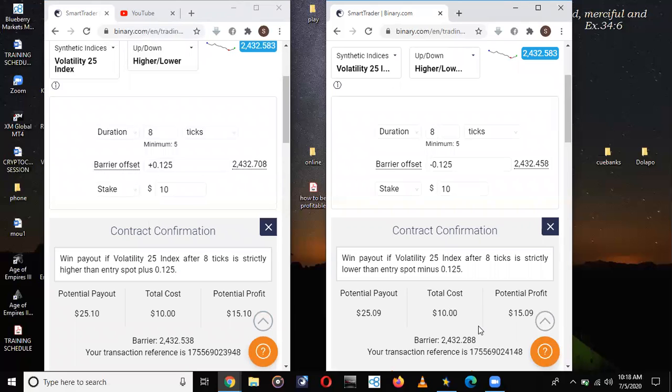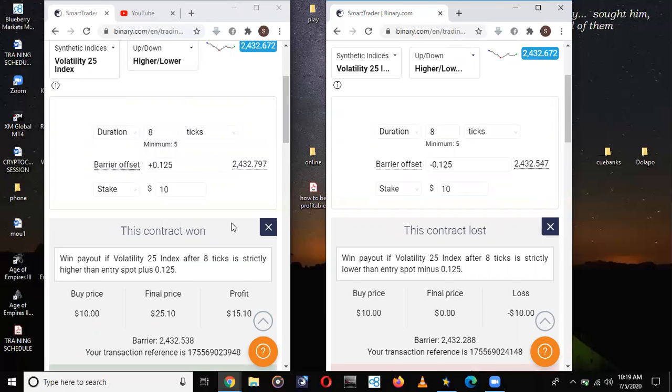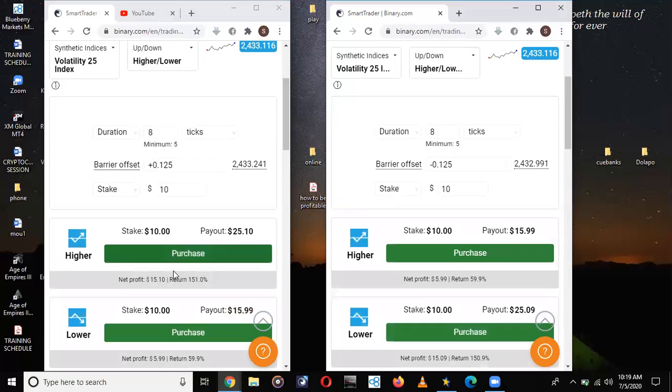The thing is, it is not 100%. We can still lose. That is just it. We are just, should I say, gambling a little. Our only gamble is that it should be above this barrier in any direction, whether higher or lower. Can you see this contract won? Our total profit is $15, but we lost $10 on this side. So 15 minus 10 gives us a profit of just $5. We would lose on one trade and win on the other.